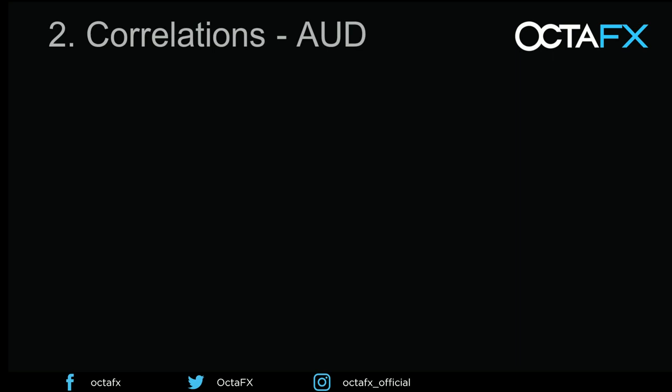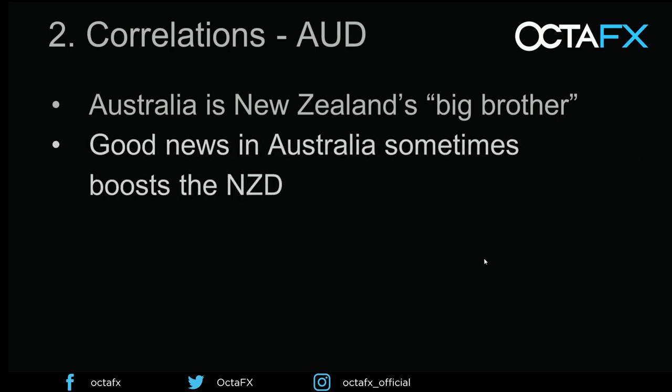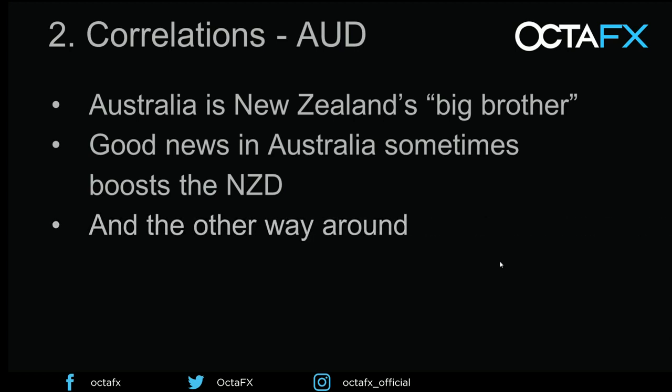Now let's move to correlations. Correlations with the Australian dollar. I already mentioned it a few times. Australia is sometimes seen, rightfully or not, as New Zealand's bigger brother. These countries have a lot in common, but their currencies not always behave the same. Sometimes good news in Australia boosts the New Zealand dollar. So we can see the Kiwi dollar sort of getting carried away by its neighbor. The neighbor is not that close, by the way, for those who look at the map, but in any case, there's a great correlation.